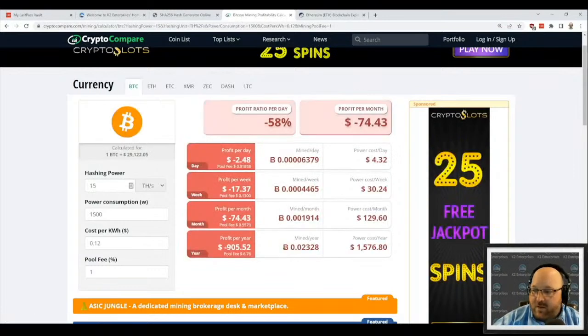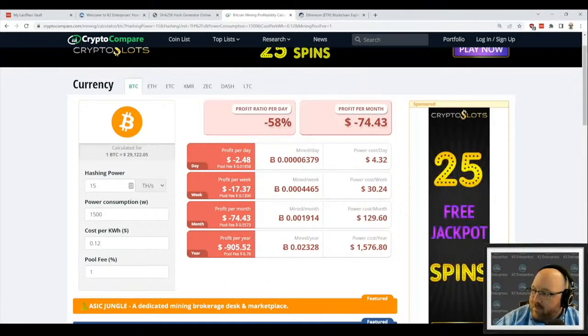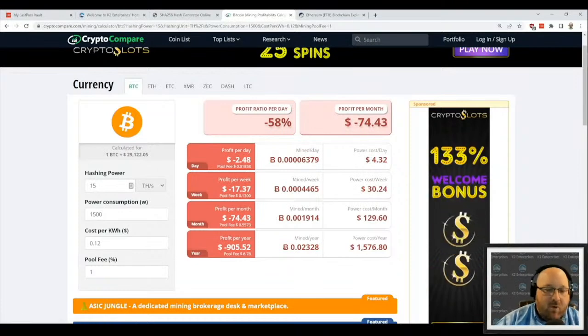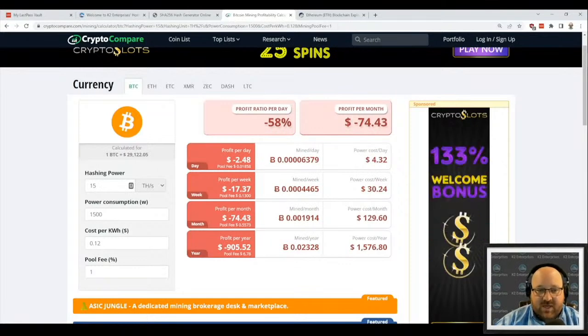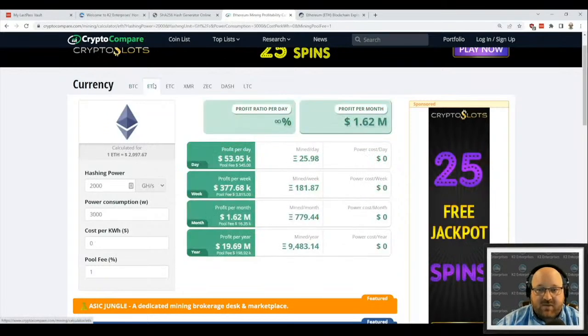Now, Bitcoin, on the other hand, is going to be a lot more expensive, and it's going to cost a lot more. I'm just looking this up on another screen: the current hash rate for Bitcoin is over 221 terahashes a second. So a lot more people are contributing, and it's going to cost a lot more to be able to do this. If you were to keep all things equivalent and mine Bitcoin at 15 terahashes, you're going to lose a lot of money, negative $74 a month. But if you mined Ethereum, you would make money.